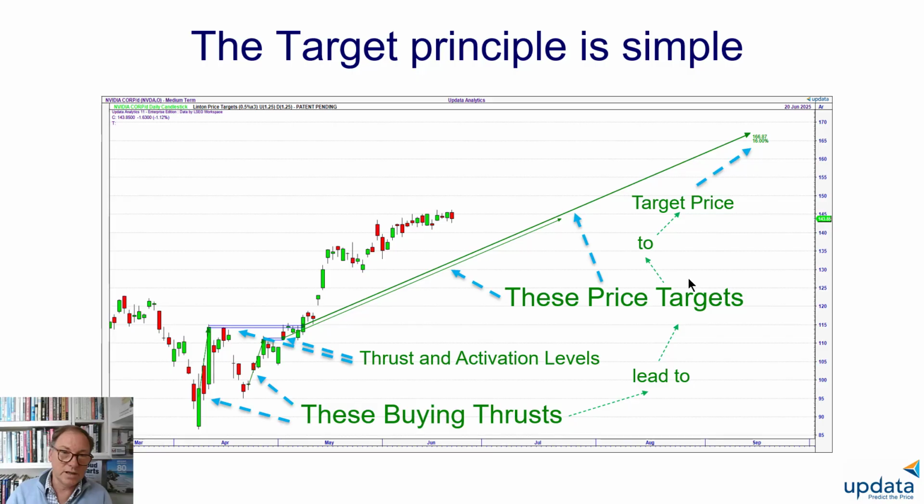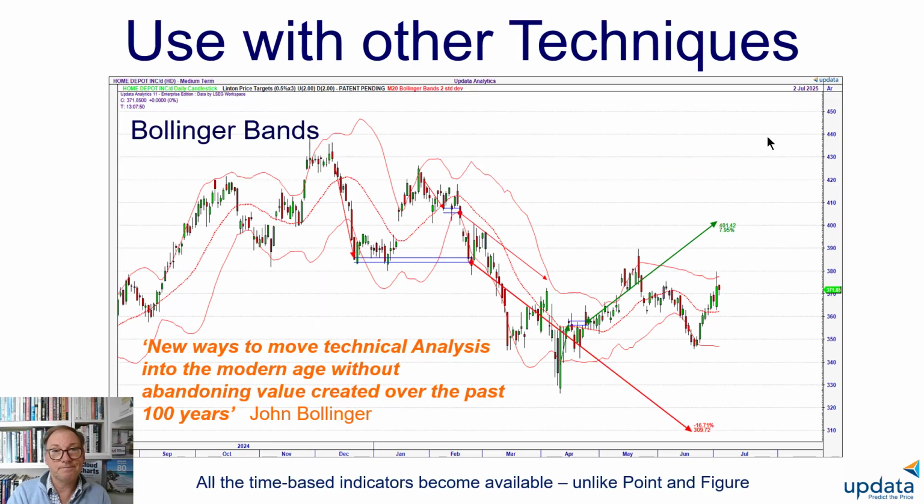The target principle is really very simple. These buying thrusts here of low points generate these targets. So this target is not as big because the buying thrust is not as big. This buying thrust is bigger, and so therefore the target is bigger. So here we have these buying thrusts, which we then activate with a move a further unit above, and this leads to these price targets, to the target price. We'll talk about that, but it's a very simple principle that it's looking for buying and selling thrusts.